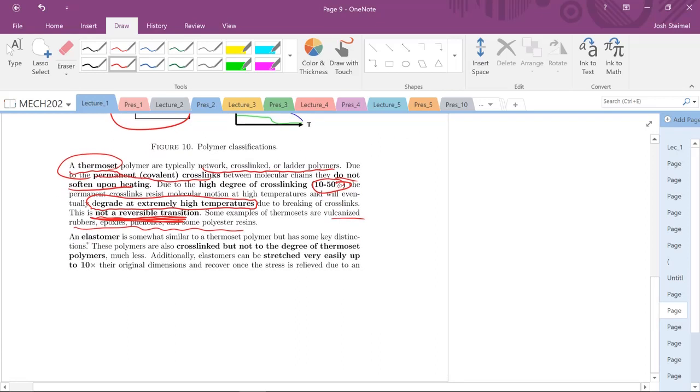An elastomer is our last section. It's very similar to a thermoset polymer. It could have some degree of cross-linking. They could be permanent or physical cross-links, but I think the key distinction is they're not cross-linked to the degree of a thermoset. So they're not at this 10 to 50%. They're usually a little bit lower. And the cooler thing about elastomers is they can be stretched greater than 10 times their original dimensions, and then they can recover once the stress is relieved.